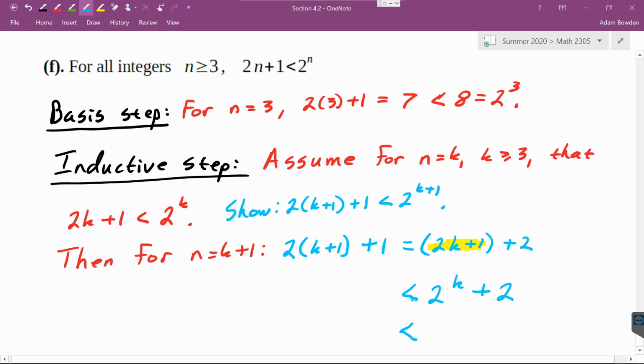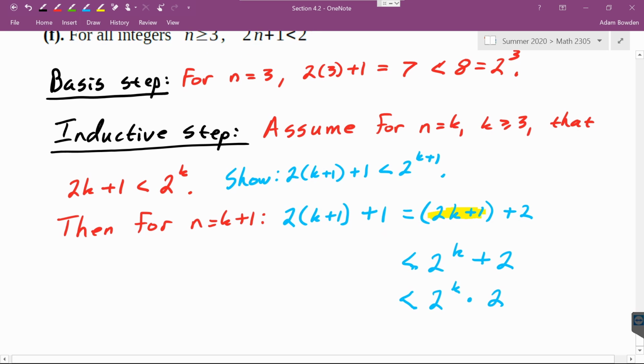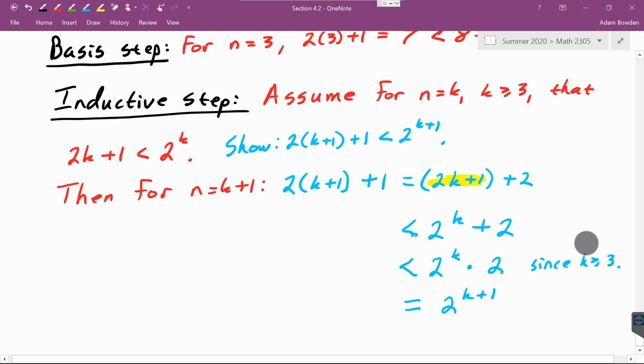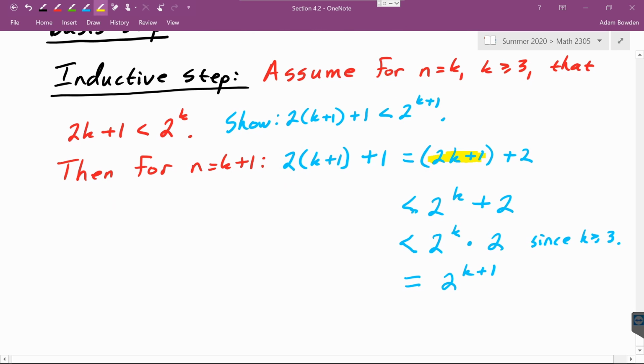Now, this is actually less than 2 to the k times 2, which would make sense, right? Since multiplying would give us a bigger number than adding 2. And since k is also greater than or equal to 3, for sure we're getting bigger numbers by multiplying by 2. But this is the same thing as 2 raised to the k plus 1 power. So following rewriting it, I can now say that this thing I started with is less than 2 to the k plus 1.